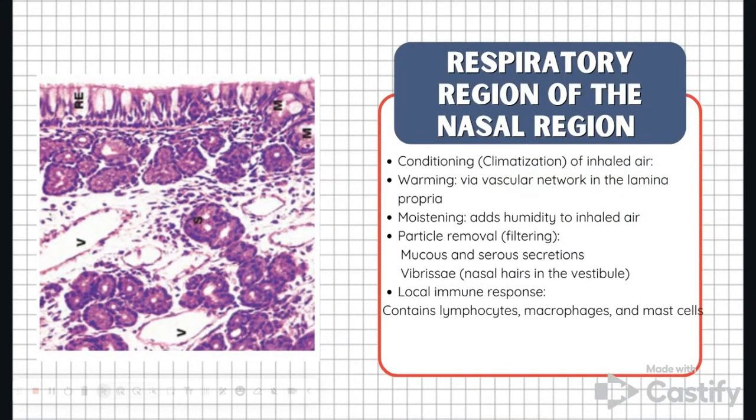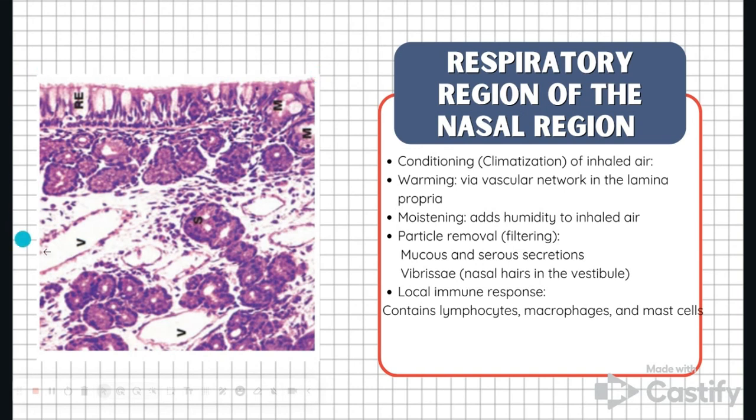Now, respiratory region of the nasal region. We're talking about how we're conditioning the inhaled air. We're warming it via the vascular network in the lamina propria, the same thing we've discussed before. We're going to moisten it, add humidity to the inhaled air. We're going to remove particles. The mucus is going to help capture molecules. The hairs are going to capture molecules as well. The brush cells, I think that's how you say it. And local immune response. We're going to contain lymphocytes, macrophages, and mast cells.